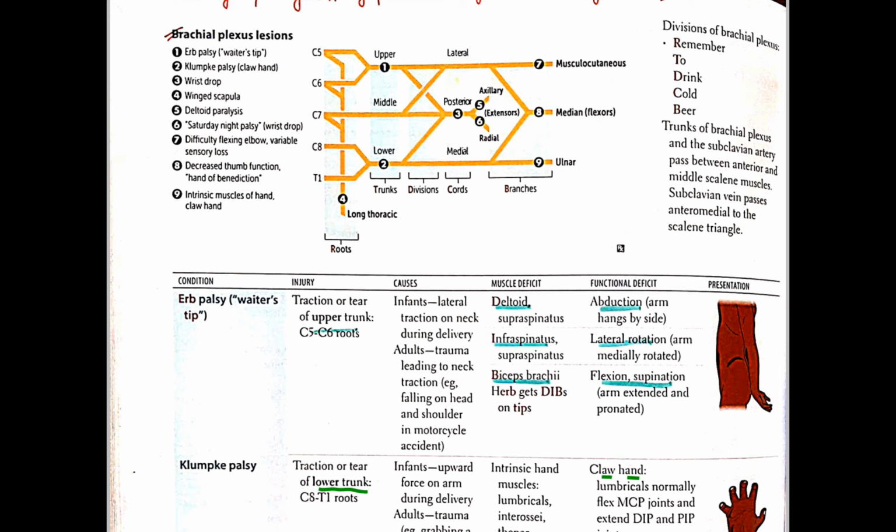Then they form the upper, middle and lower trunk. Then after the trunks, there are divisions, the anterior and the posterior division, and then it forms the cords, and then it has branches. So, what is the mnemonic? Remember to drink cold beer. Roots, trunks, divisions, cords, and branches.